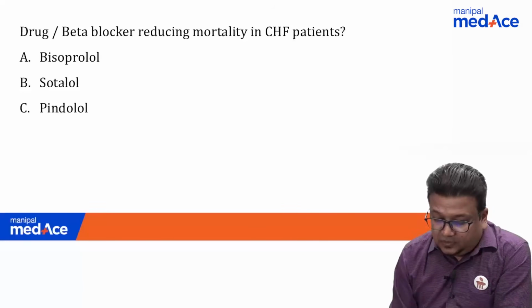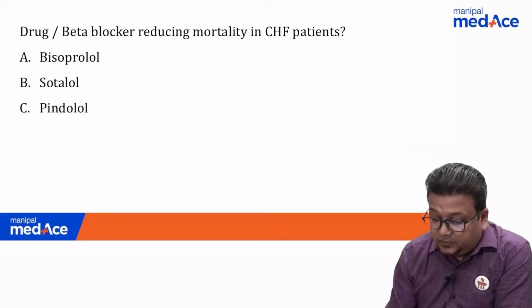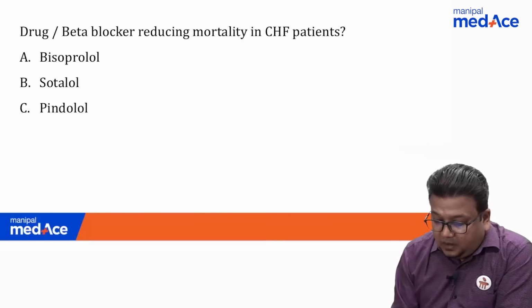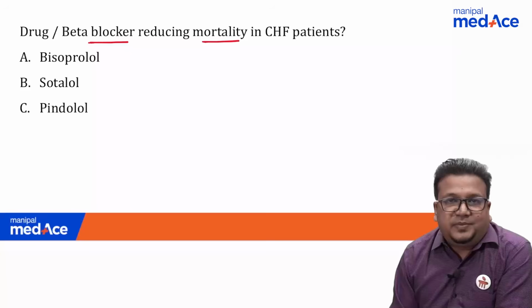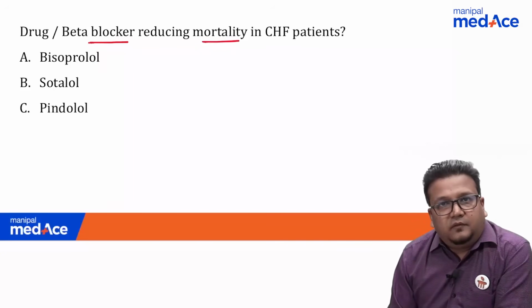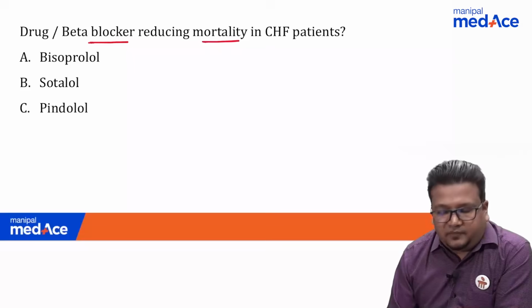Next question. Which drugs or beta blockers reduce mortality in CHF patients? So beta blockers are one of the most important drugs that reduce mortality. Which beta blockers are used? There are 4 beta blockers. Earlier there were 3. Now in the latest book another one has been added.